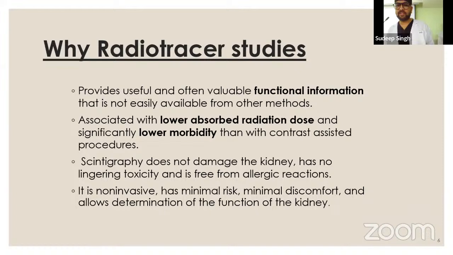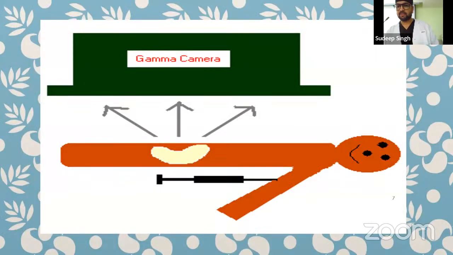Radiotracer studies provide useful and often valuable functional information that is not easily available from other methods. They are associated with lower absorbed radiation dose and significantly lower morbidity than contrast-assisted procedures. Scintigraphy does not damage the kidney, has no lingering toxicity, and is free from allergic reactions. It is non-invasive, has minimal risk and minimal discomfort, and allows determination of kidney function. The radionuclide is injected, and the radiation emitted is detected by the gamma camera and the images are obtained.